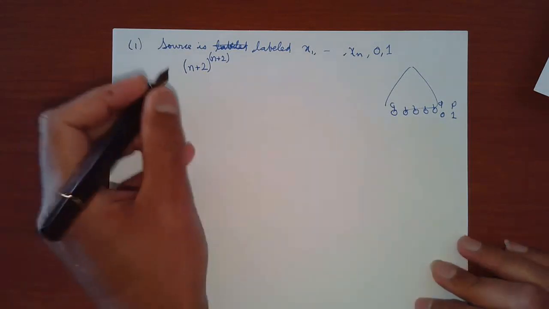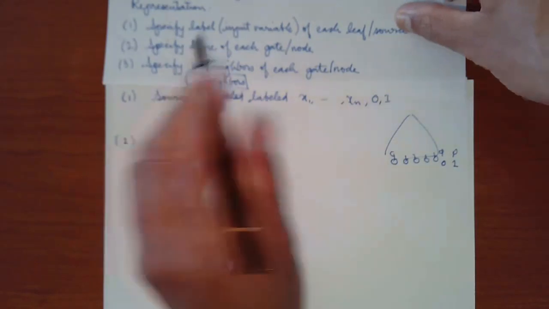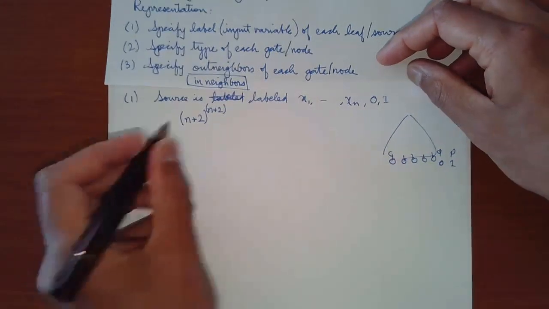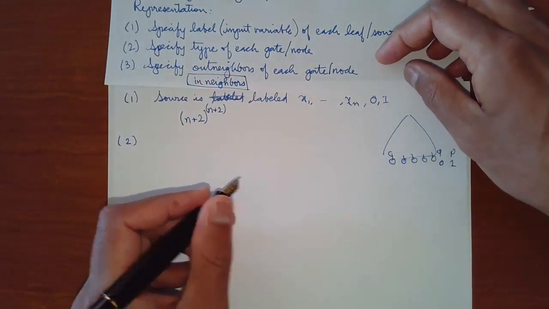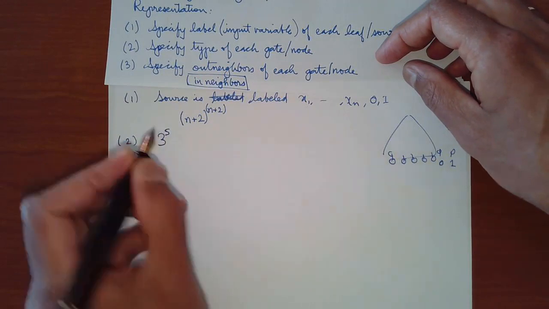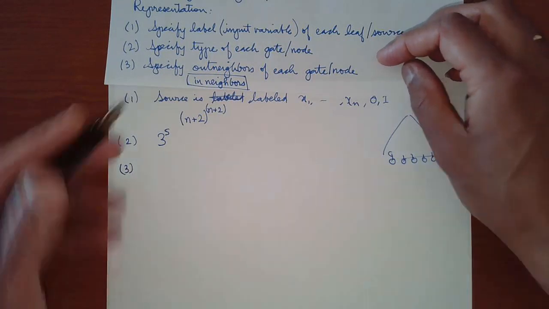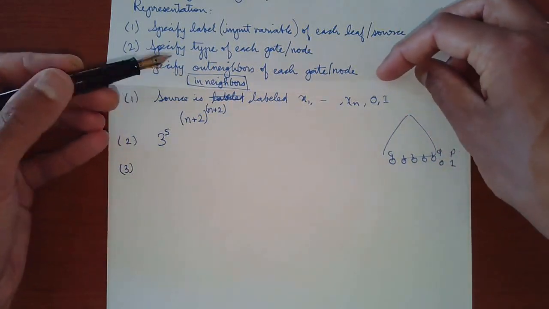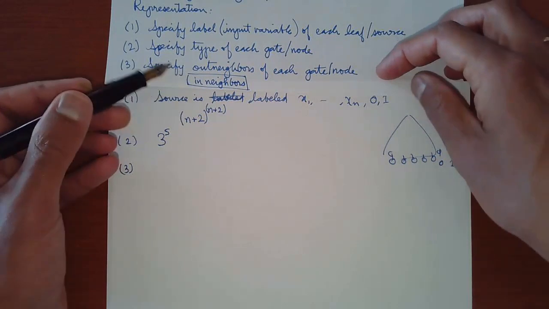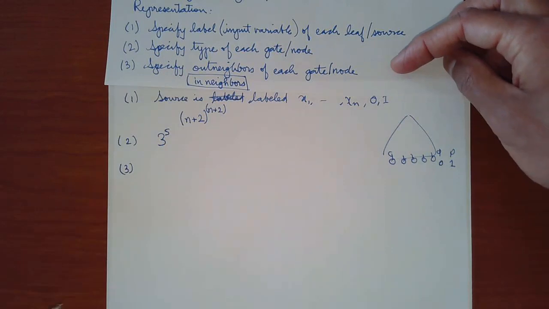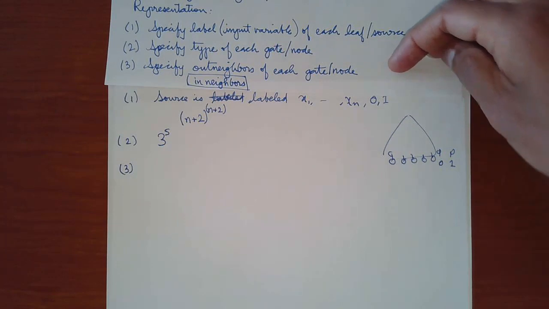So part 2, the number of types of each gate. Part 2 was to say, what is the type of each gate? There are 3 types of each gate, and so we'll just say it's 3 to the s. Now the interesting one is to specify the out neighbors of each gate. So how many in neighbors can it have? It has 2 in neighbors at most. How many choices for the in neighbors?